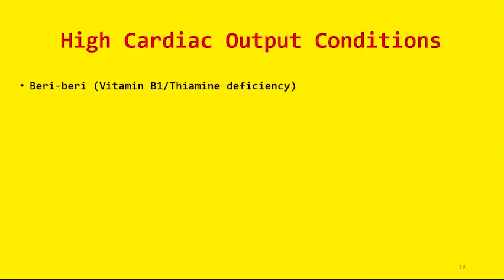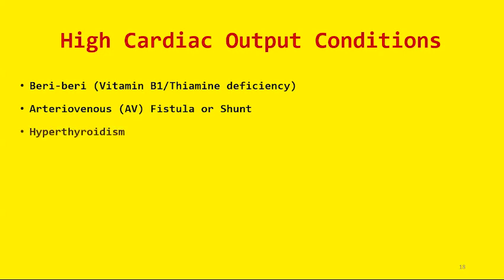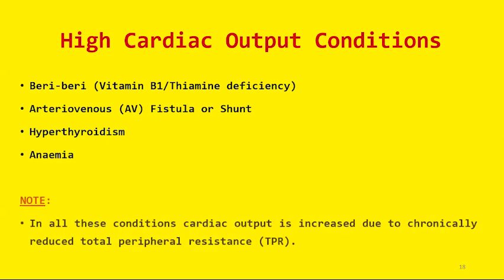And these are the conditions in which cardiac output is increased. One of them is vitamin B1 deficiency or beriberi. Similarly, arteriovenous communication or fistula is another condition in which cardiac output is increased. In hyperthyroidism, the metabolic rate is increased, so the cardiac output will be on the higher side as well. And in anemia, again, the cardiac output is increased.